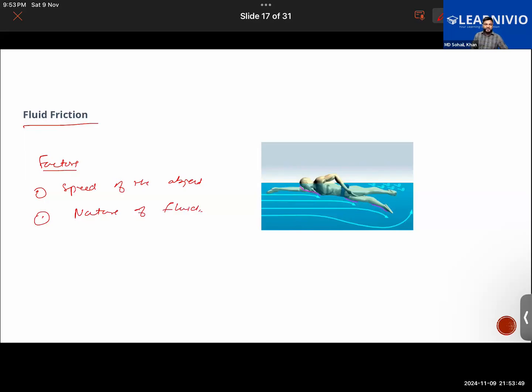Say, for example, if the viscosity is more, yes, Ibrahim, you particularly tell me as you were present in the previous class. Tell me how viscosity influences fluid friction.